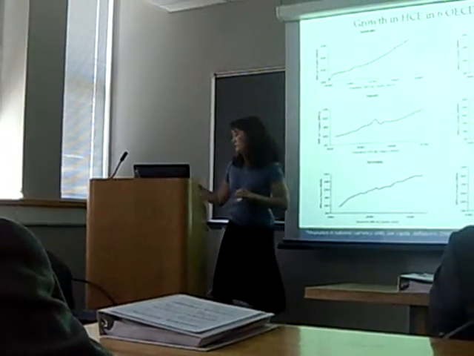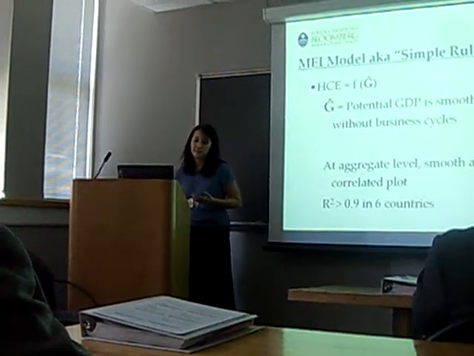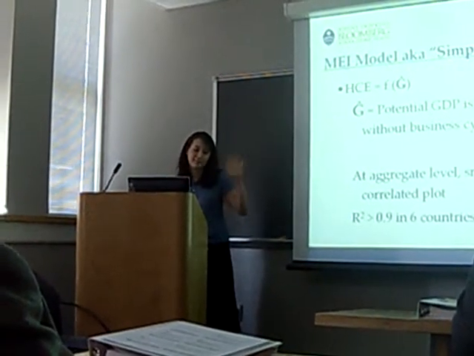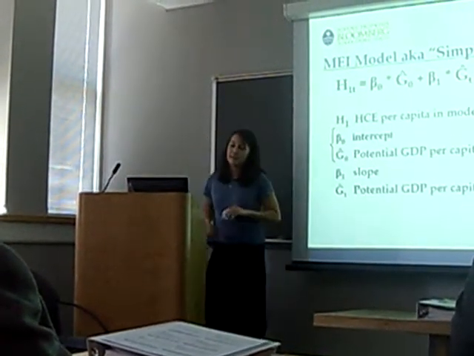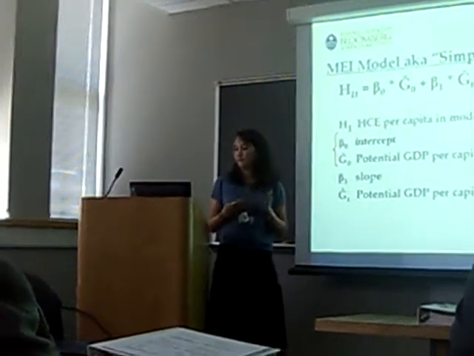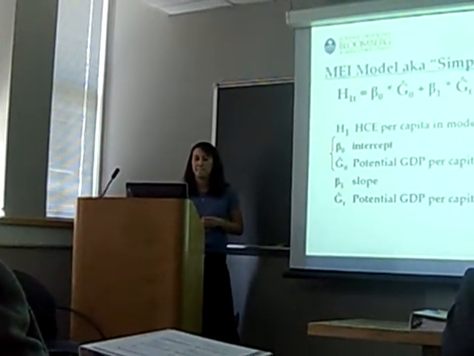And the simplest representation of this curve is a straight line fit. It's very smooth at the aggregate level, with R squares over 90%. But the simplest representation is a linear form, which you see here where healthcare expenditures is just a function of potential GDP.